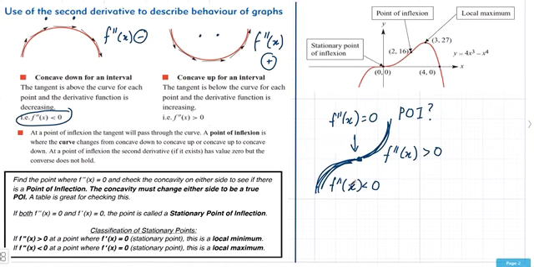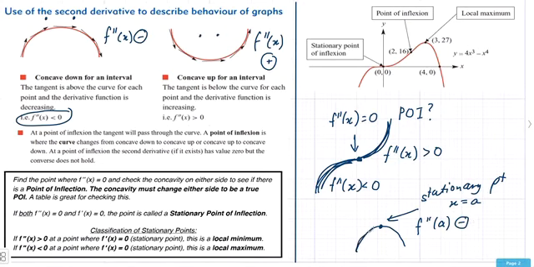The other really useful thing about a second derivative is that if you have a stationary point, like something like that, and you want to check whether that stationary point is a maximum or a minimum, you can put it into the second derivative. So let's say at x equals a you have a stationary point. If you put that point a into the second derivative and it is negative, then you have this concave down, so you know that the point is a maximum.